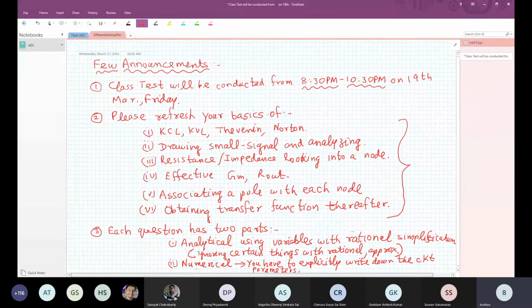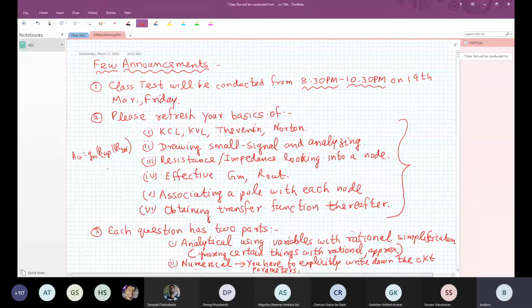Okay, so for example, I will give you an example. Suppose your analytical result comes out to be your voltage gain equal to GM times R up parallel R down. Okay, suppose that is there.